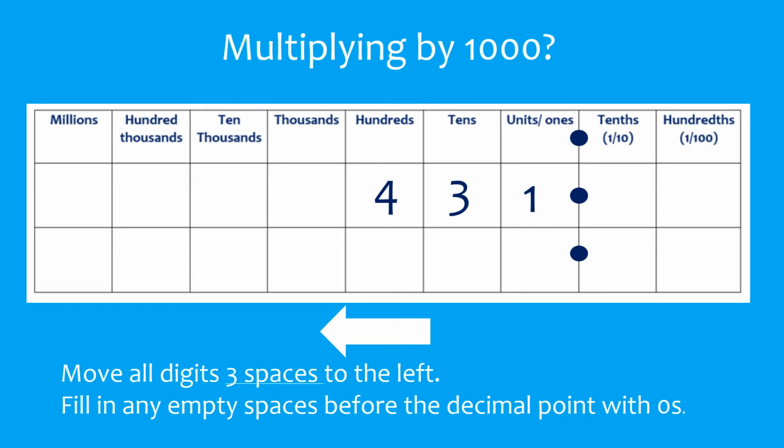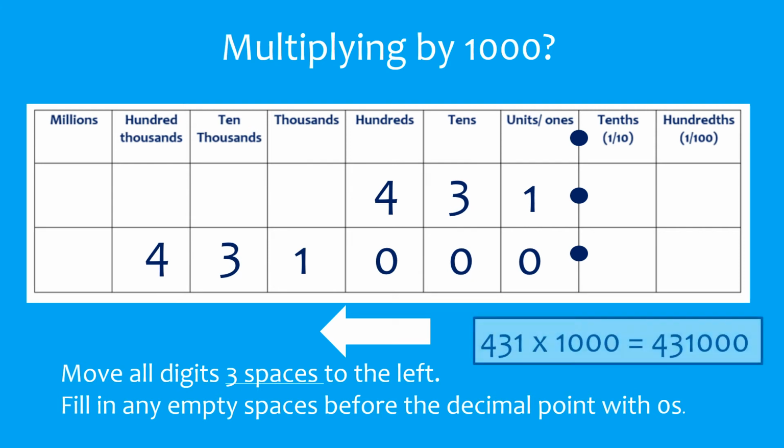And if we're multiplying by 1,000, we're going to move 3 spaces to the left because everything's going to be 1,000 times bigger. So this time our answer will be 431,000. We've got to add 3 extra zeros in there.